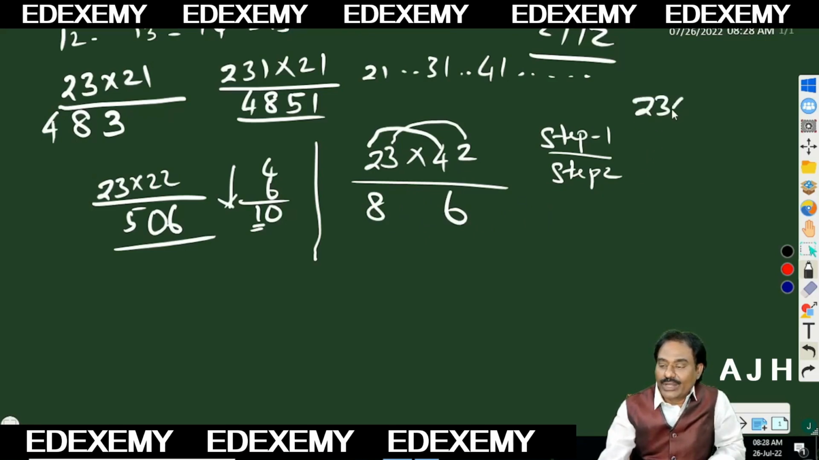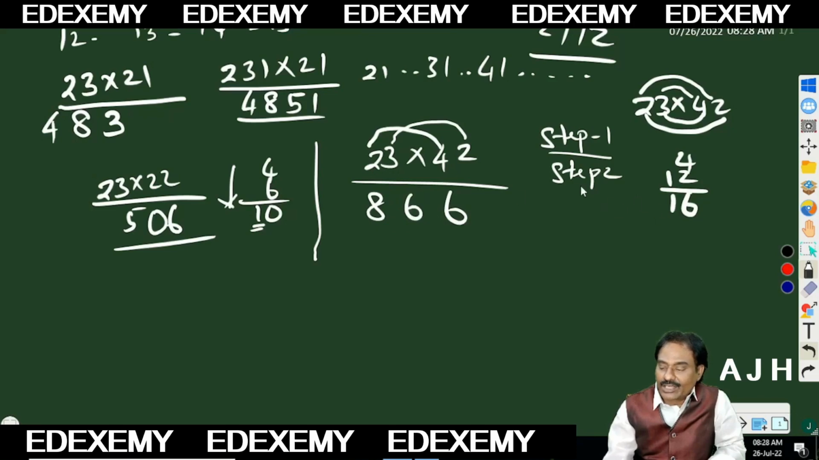Now here I will write like this: 23 into 42. The last number you multiply and the center number you multiply, then you add. You make 2 pairs, multiply and add. That is the simple way to remember. So 2 into 2 is 4, 4 into 3 is 12. Therefore 16. 6 comes here and 1 carries forward to 8.